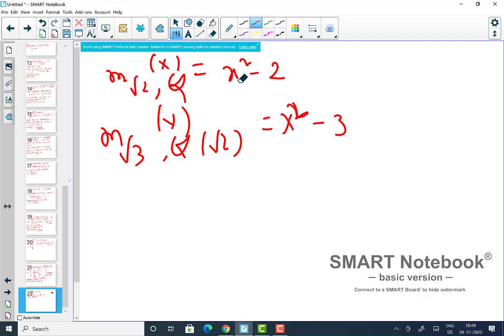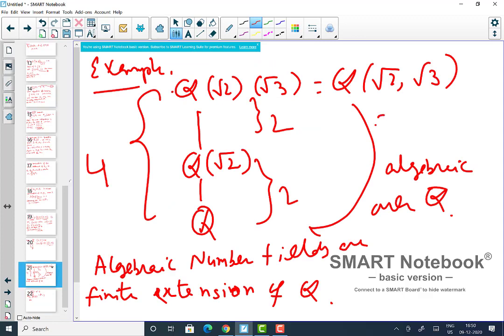So what does that mean? That means root 3 is an algebraic element over Q(root 2) of degree 2, and this is its minimal polynomial. You can easily find that out. Okay, and hence you can easily check the minimal polynomial. So I'm claiming that this is also generated by a single element.